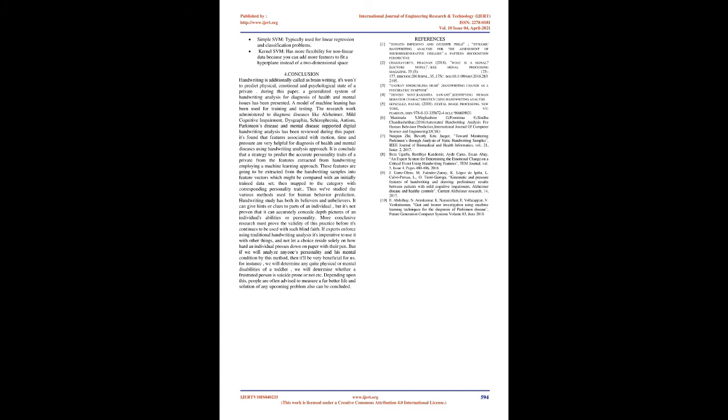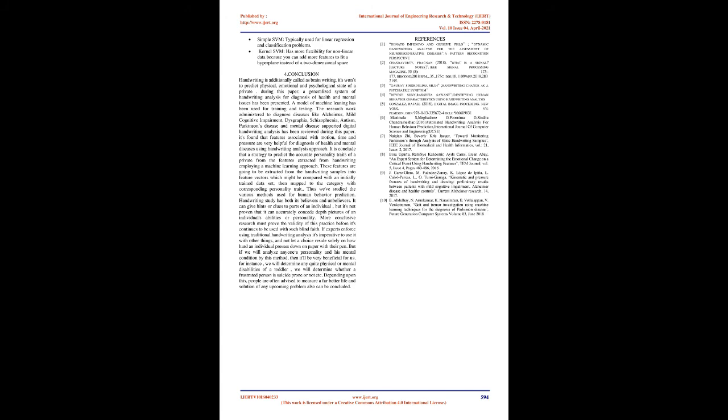Conclusion. Handwriting is also called brain writing. It's used to predict the physical, emotional, and psychological state of an individual. In this paper, a generalized system of handwriting analysis for diagnosis of health and mental issues has been presented. A model of machine learning has been used for training and testing. The research work conducted to diagnose diseases like Alzheimer's, mild cognitive impairment, dysgraphia, schizophrenia, autism, Parkinson's disease and mental disease based on digital handwriting analysis has been reviewed in this paper.